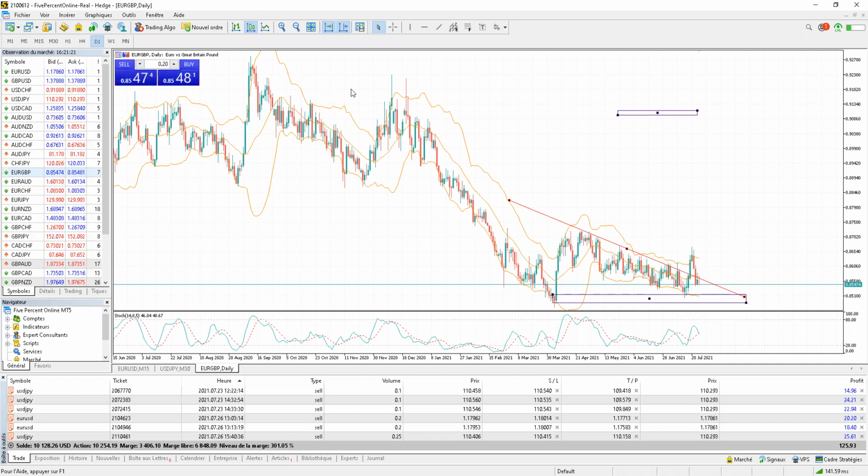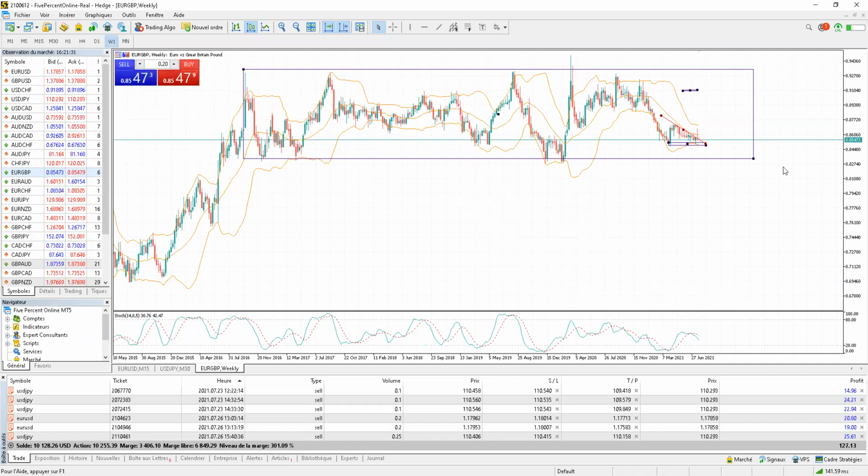Interesting, very interesting. Still, it's not a pair that I will look at. I will maybe put an alert when it goes to this weekly demand here, and even further on the weekly when it goes here, to that level here, for a long swing position.